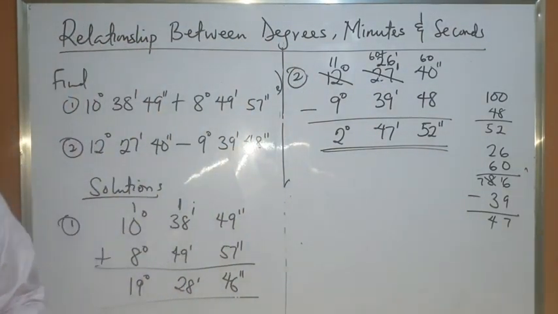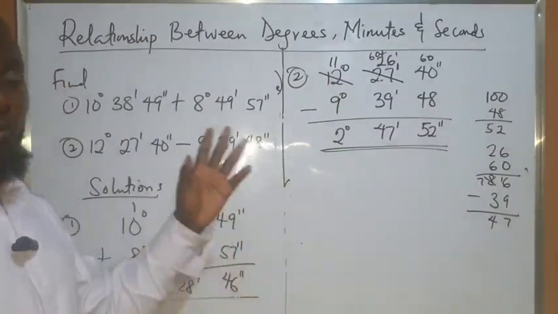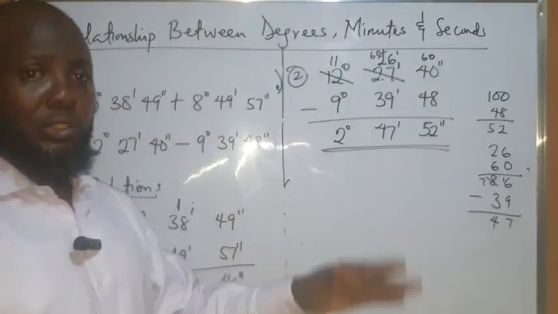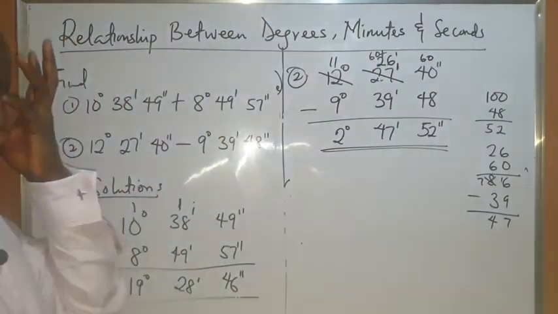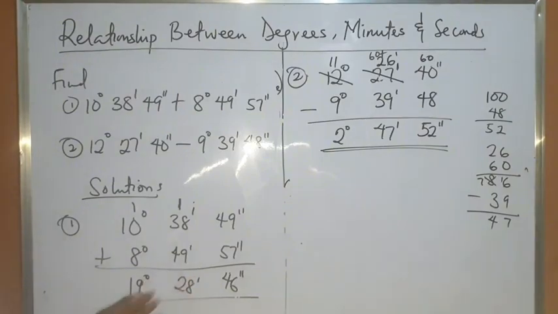But if care is not taken while adding and subtracting, you make mistakes again. Just take note of the conversion of minutes to degrees, degrees to minutes, then minutes to seconds as well. I hope this is very clear.